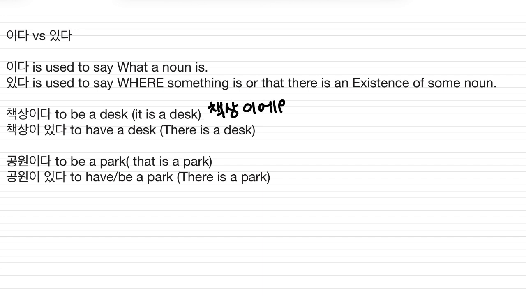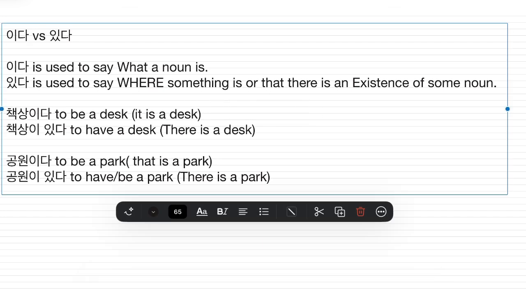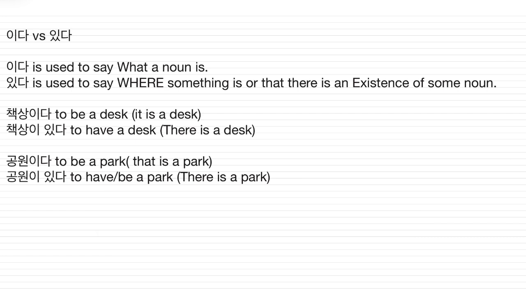책상이에요. 책상입니다. And to say to have a desk, you can say 책상이 있다. Or there is a desk, right? 책상이 있다. 책상이 있어요. Or 있습니다. Okay?